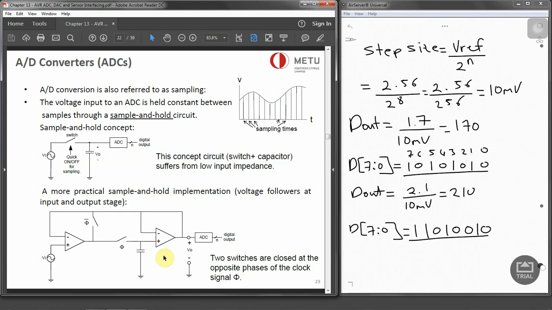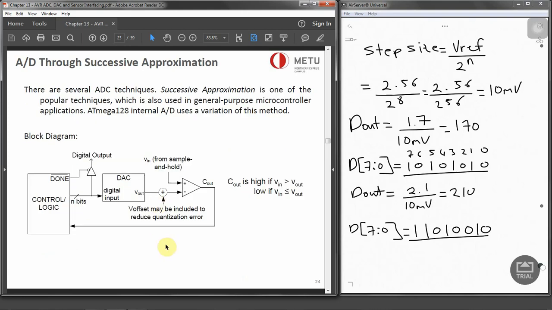So what is successive approximation? It's a method of converting an analog input to a digital output, and in this case we have got 3 main components in successive approximation, which we can see from here. We have got the successive approximation register, we have got the comparator, and the control unit.